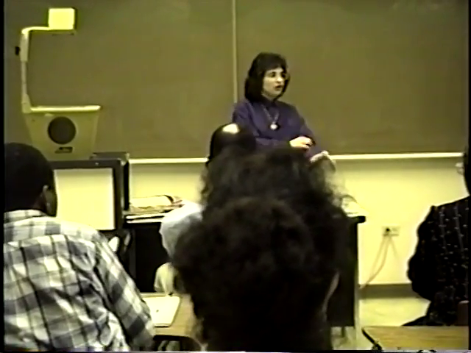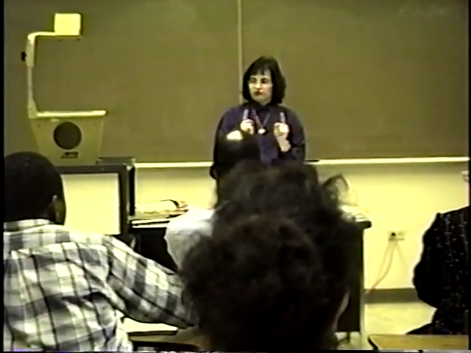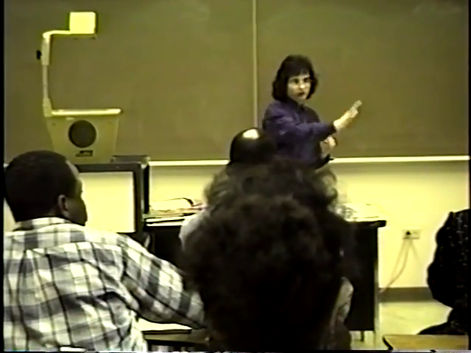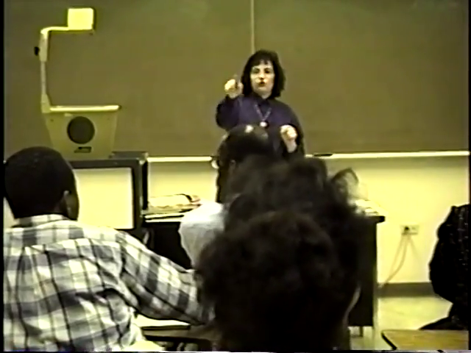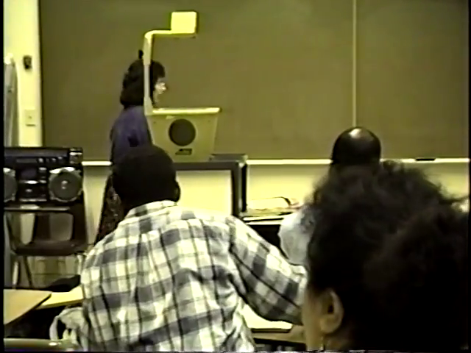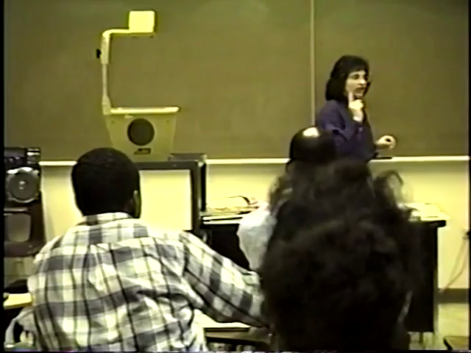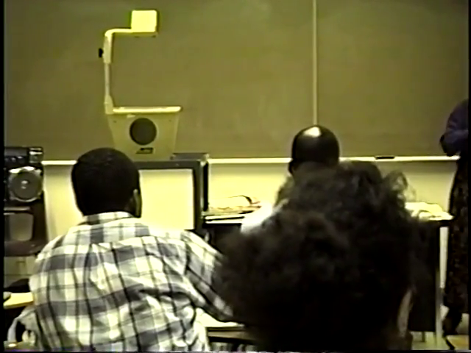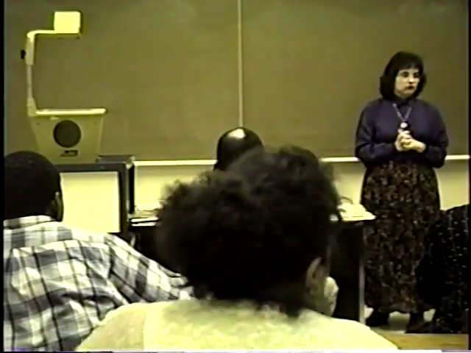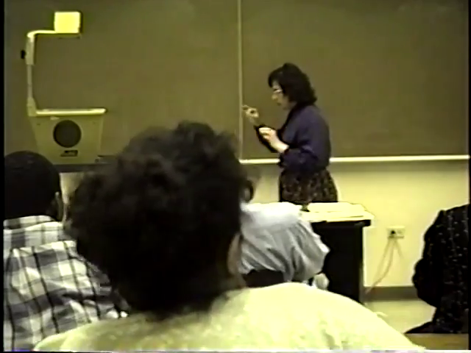To start, I want to divide you into 4 groups. 1, 2, 3, 4, that's 1. 1, 2, 3, that's 2. 1, 2, 3, that's 3. 1, 2, 3, that's 4. I want you to decide on one object, an inanimate object. By group, between your group, you're going to decide on one object, and you're going to tell it to me. Any object.